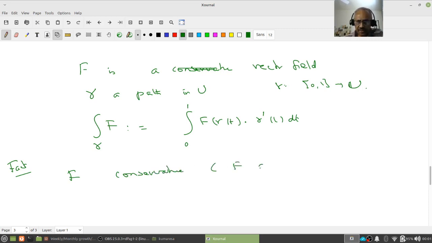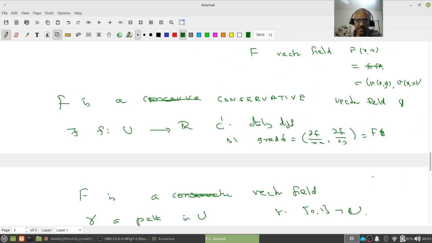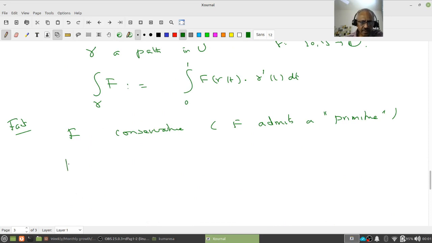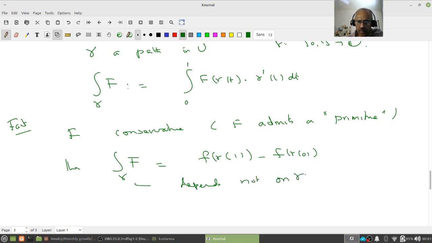What is the fact? If F is a conservative vector field, intuitively it means F admits a primitive. What is a primitive? That is a little f. We saw that this is a little f. I can think of this as a primitive. It may not be called that way. They will usually call it a potential function, but let's not worry about that. If little f is a primitive of capital F, then the integral of F over gamma is nothing other than little f of gamma at 1 minus f of gamma at 0. That means this depends not on gamma but only on the endpoints. The line integral of the vector field F, a conservative vector field, on a path gamma depends only on endpoints.